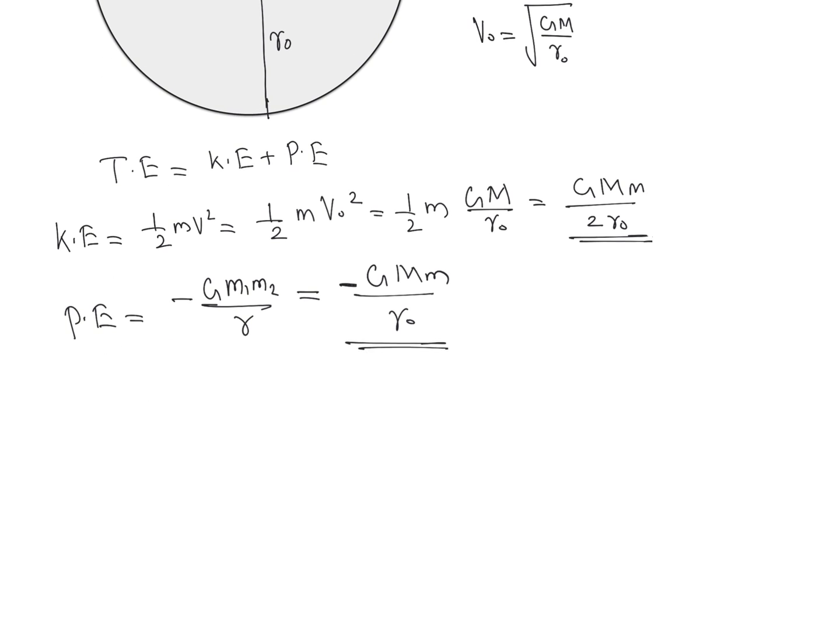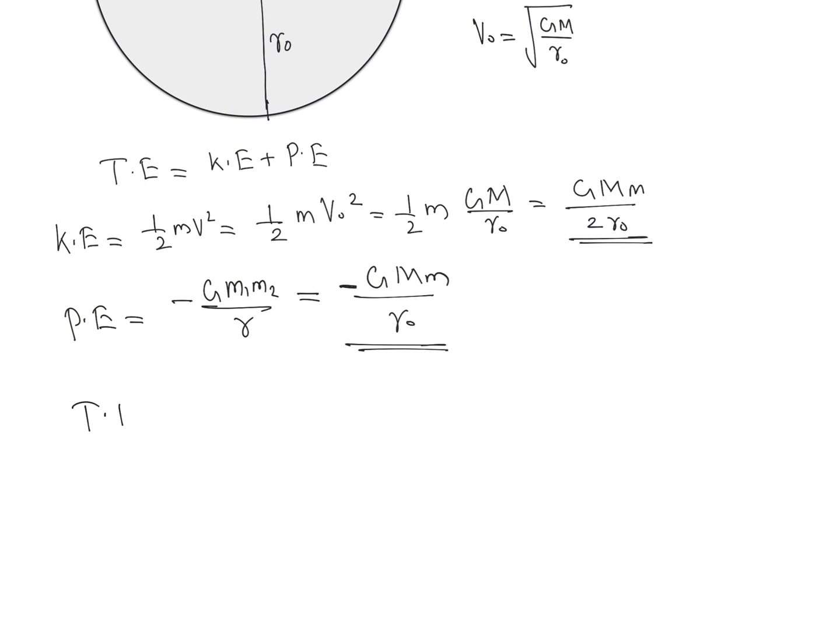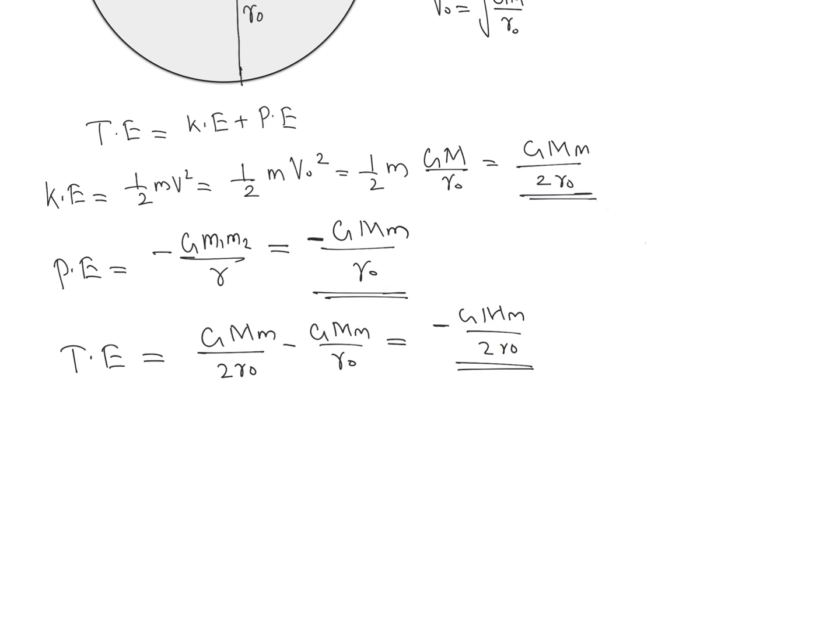Now we can write the equation for its total energy, which is the sum of kinetic plus potential. Kinetic we got as G M m divided by 2 r naught, and potential we got as minus G M m divided by r naught. So we'll get the value of total energy equal to minus G M m divided by 2 r naught. So these are the equations for kinetic energy, the potential energy, and the total energy.